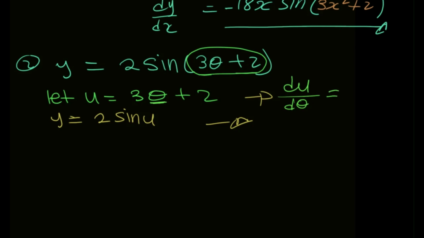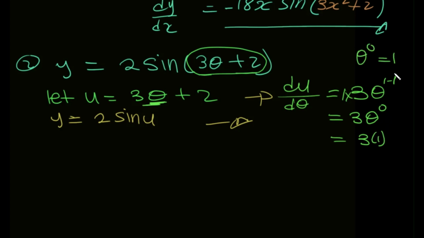Okay? And if we differentiate that, we just treat that as an x, but it's just a different variable, which is theta. So we apply power rule, that becomes 1 multiplied by 3 multiplied by theta to the power 1 minus 1. So this is 3 multiplied by theta to the power 0, which becomes 3 multiplied by 1. Anything to the power 0 is the same thing as 1. So that becomes 3. Okay, that's our du d theta.